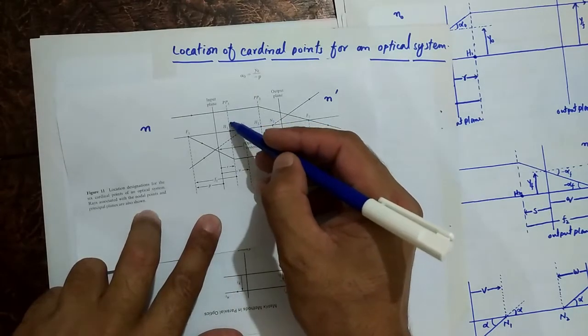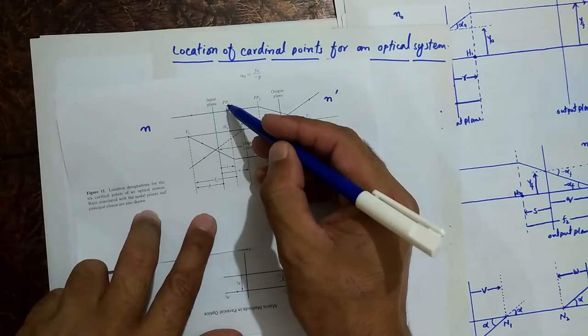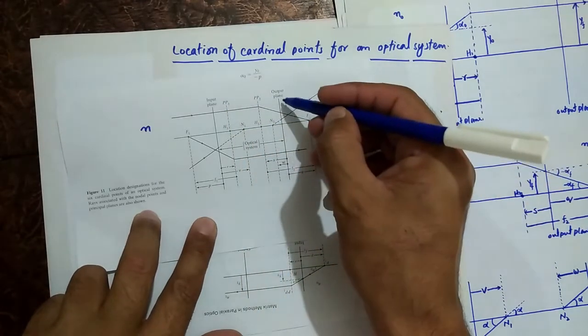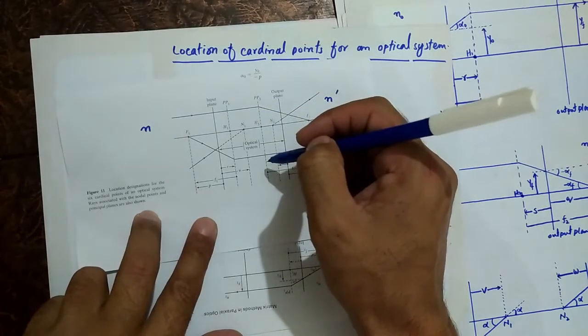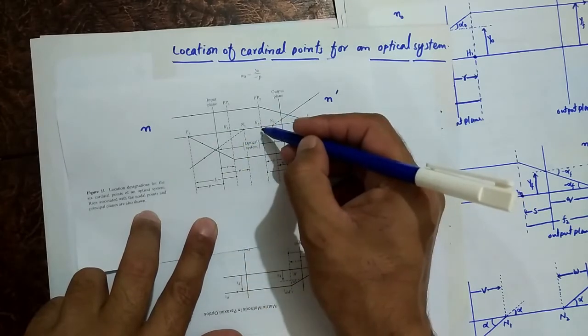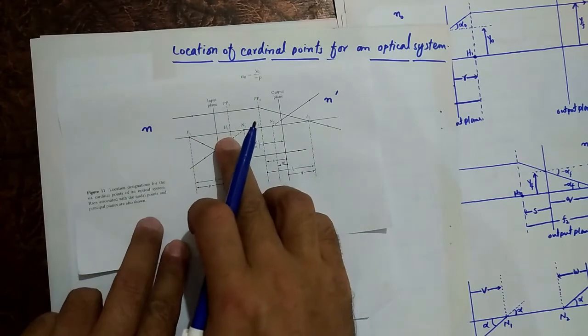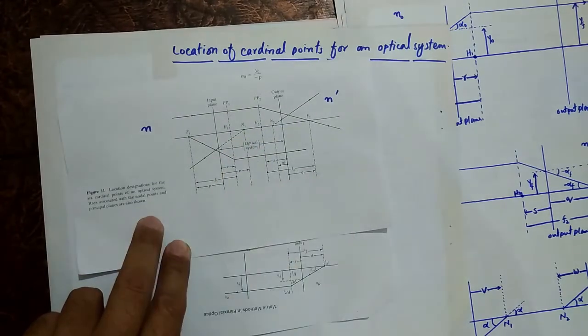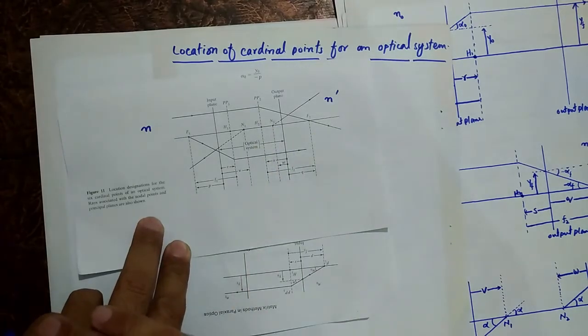Here this dashed line represents the front principal plane, and this is the output plane. Here this line represents the back principal plane, while these points h1 and h2 represent the principal points. This is the front principal point, while this one is the back principal point. However, this n1 and n2 are the front and back nodal points respectively.